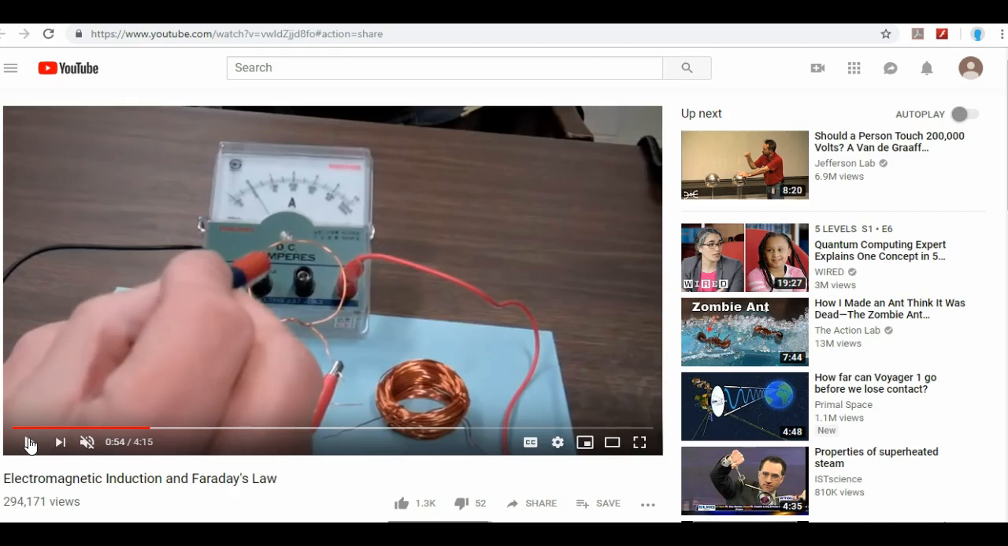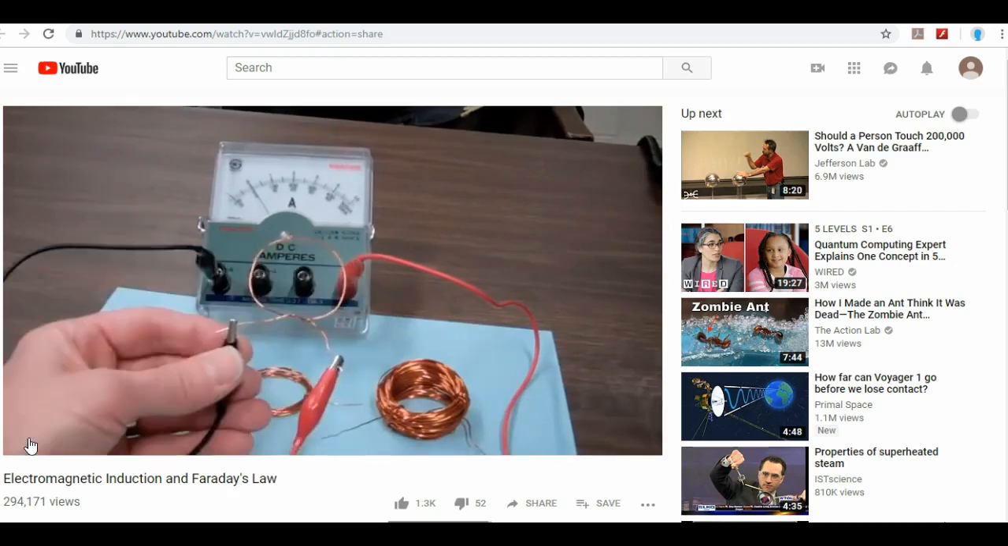That's the rate of change, right? If he's moving it slow, it's probably not going to create a whole lot of voltage. But if he's moving it fast, it will. So 2 things that create voltage when you have a magnet moving through a coil: the speed at which it moves through and the number of loops. So let's go back to this guy's video.